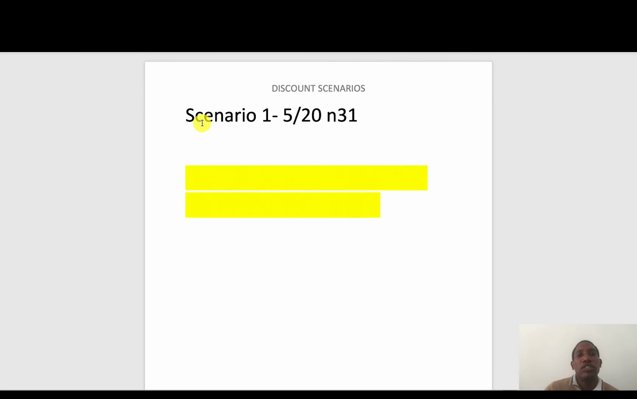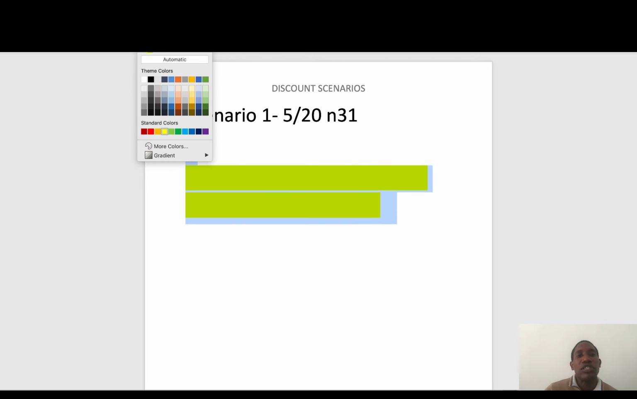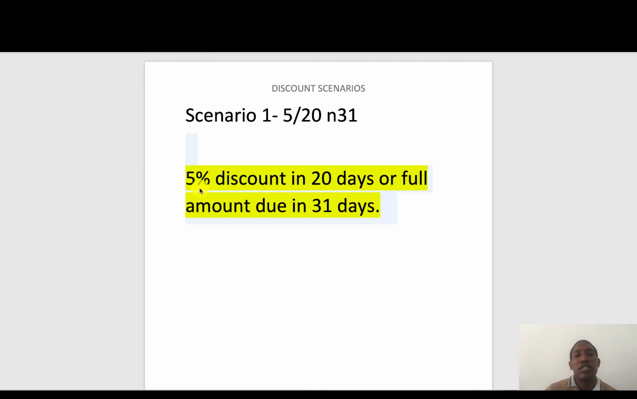So here we go. Here's another scenario: 5, 20, and 31. Again, the first number is always the percentage discount. The second number is always the number of days. And then the last number is, if you don't get the discount, this is how many days you have to pay. So if you read that, what does that mean? You can pause the video and see if you can figure out what that means. But this means a 5% discount in 20 days, or the full amount due within 31 days.